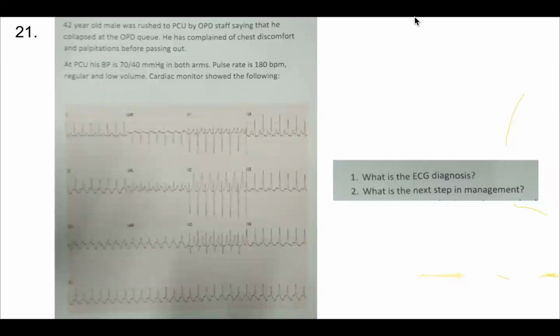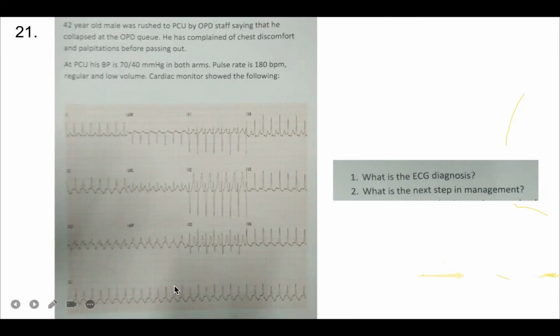SVT, no? Yeah. So I think they might give you marks for SVT, supraventricular tachycardia, right? But if you want to be more specific, this AVRT can be told, right? AVRT, yeah.